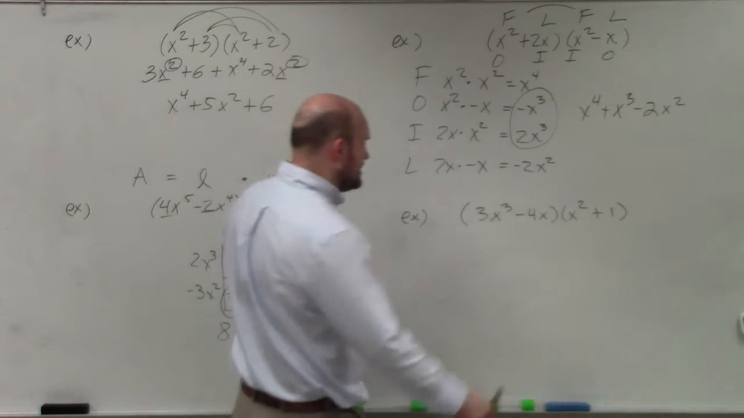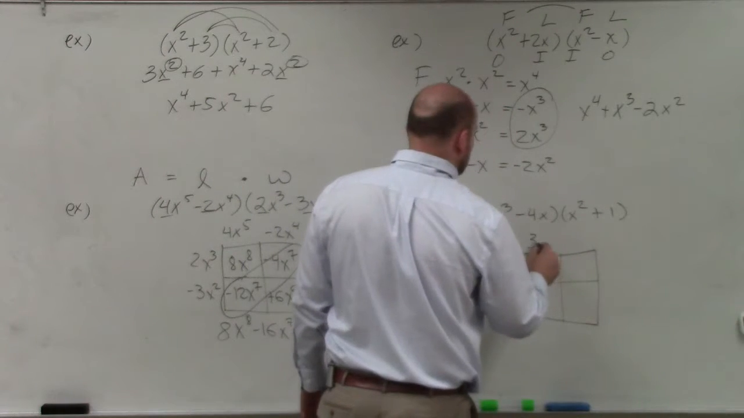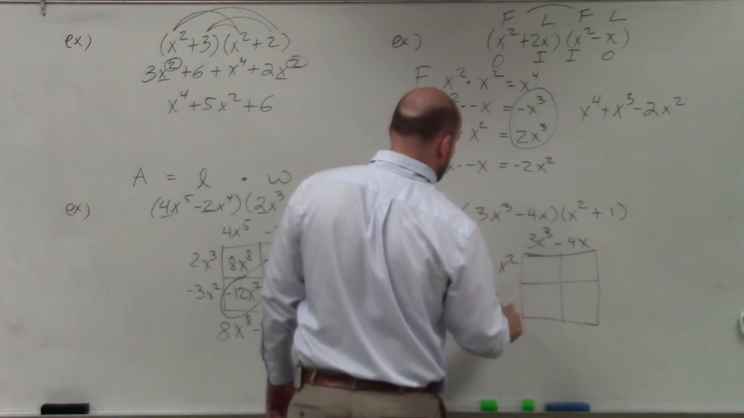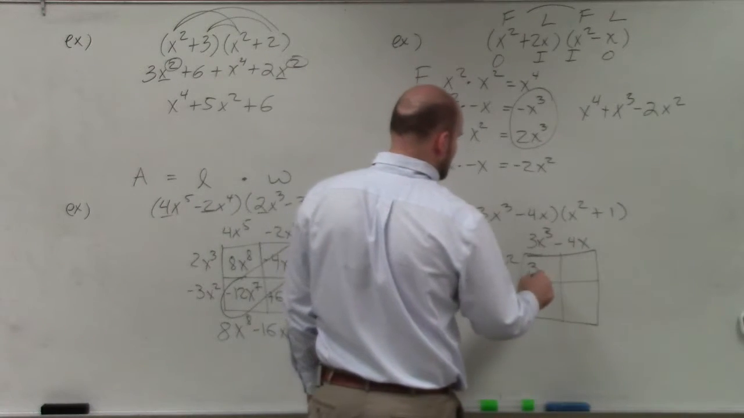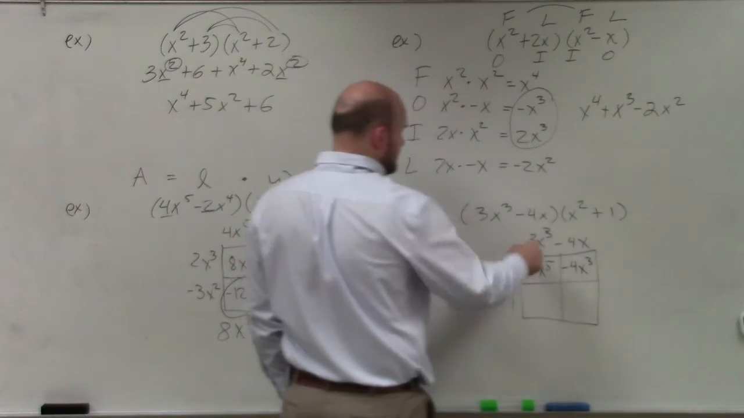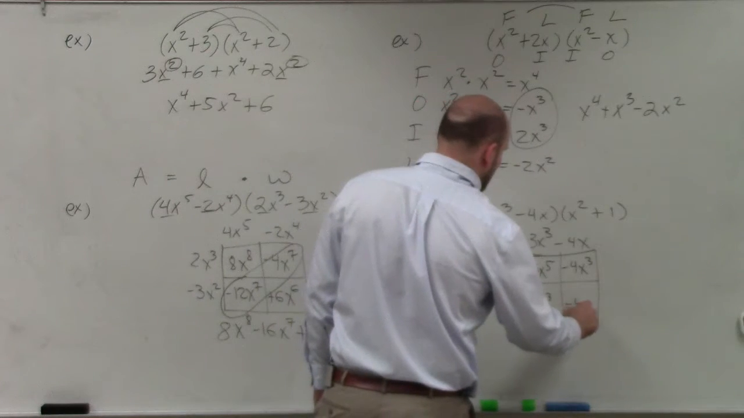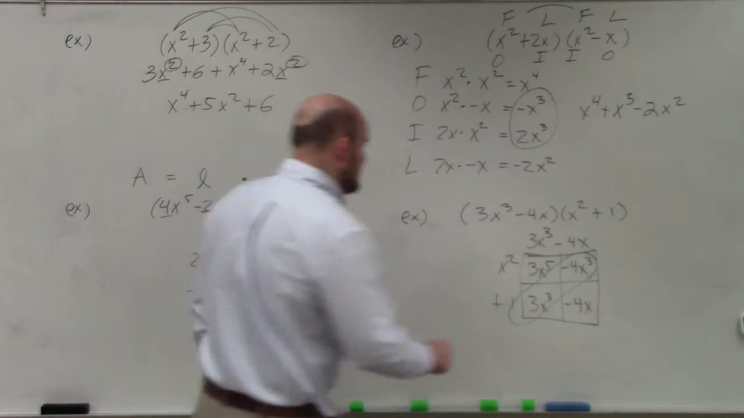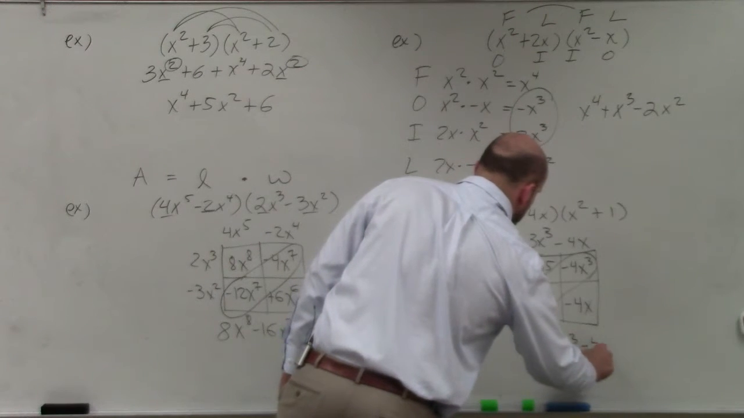Last but not least, let's do our last example. Again, I'll just use the box method. I like the box method. It organizes everything. Minus 4x, and this one's x squared plus 1. So I'm just going to work through this. 3x cubed times x squared is 3x to the 5th. x squared times negative 4 is negative 4x cubed. 3x cubed times 1 is 3x cubed. And negative 4 times 1 is negative 4x. Again, the middle terms are like terms, so I can combine them. So my final answer is 3x to the 5th minus x cubed minus 4x.